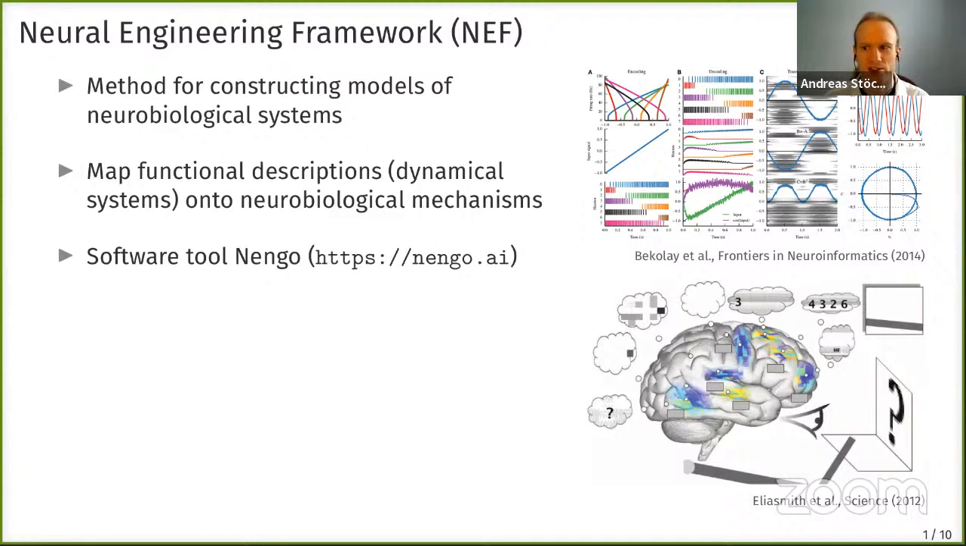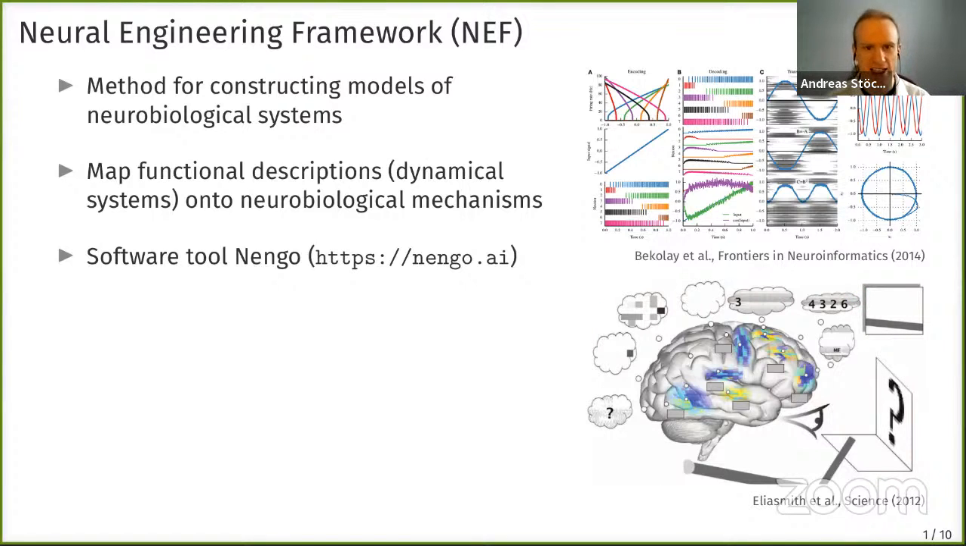To allow researchers to do this conveniently, there's also a software tool called Nengo that implements the NEF as a relatively easy to use Python library. This allows researchers to semi-automatically compile high-level behavioral models onto low-level spiking neural networks that are constrained according to neurophysiological data. Nengo has, for example, been used to construct, at least at that time, the world's largest functional brain model. And there's a sketch from that paper.